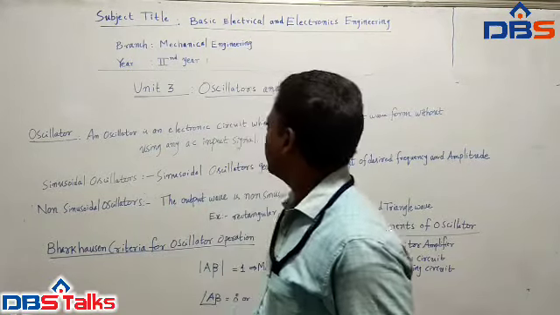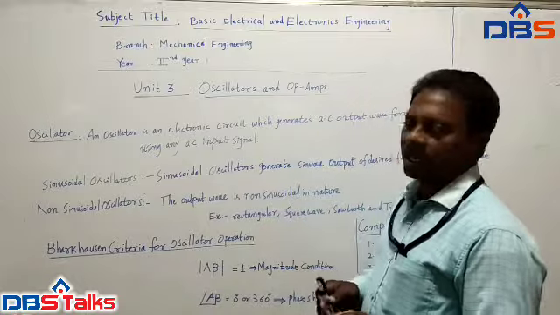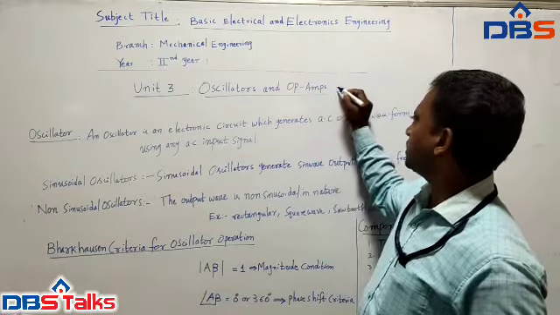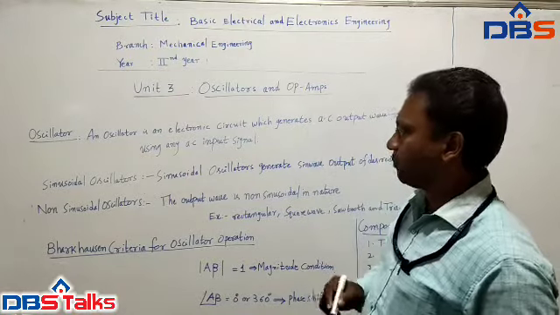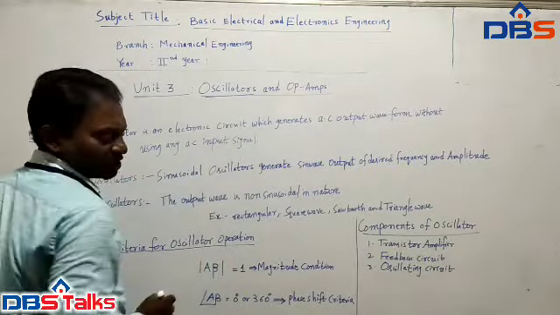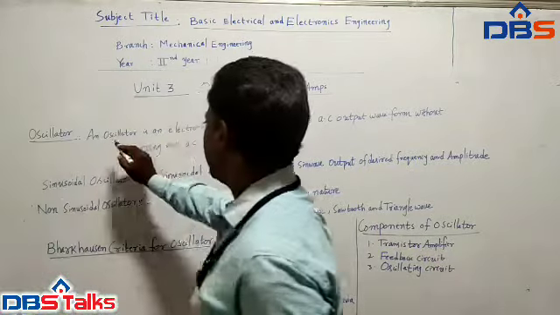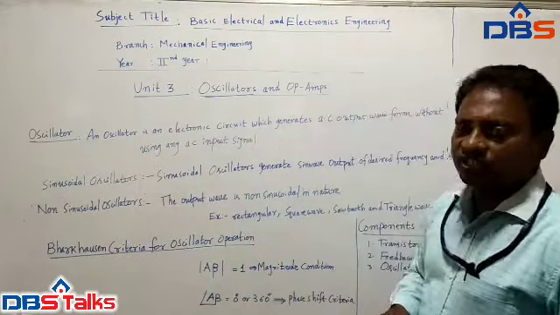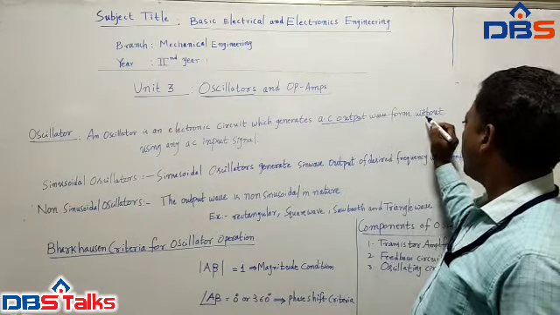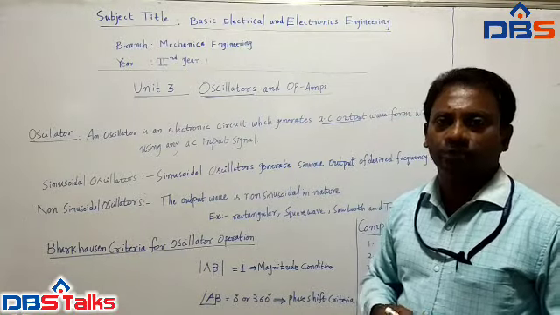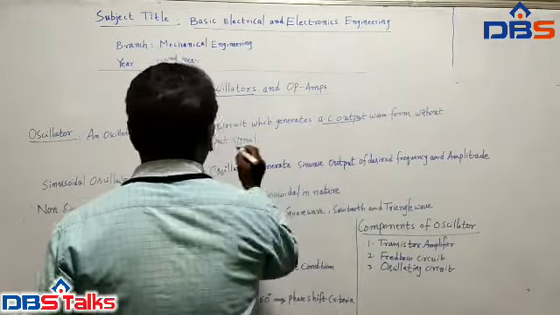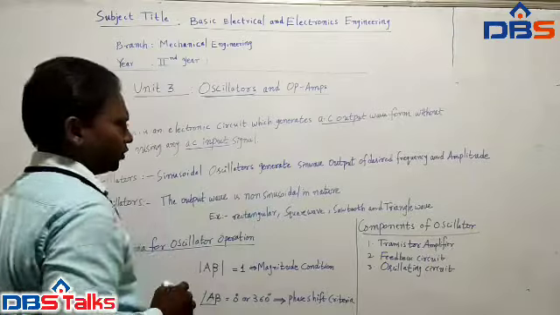Okay, now first this is Unit 3, oscillators and operational amplifiers. Op-amp means operational amplifier. As a first part, we will see what is an oscillator. An oscillator is an electronic circuit which generates an AC output waveform without using any AC input signal. So here these two are important parameters: AC output and AC input.